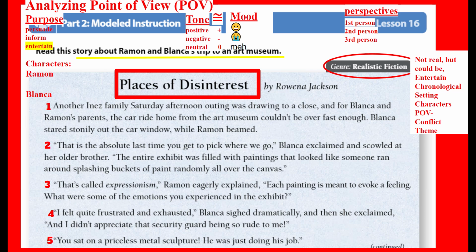And we know that this is continued. So that is our passage, Places of Disinterest by Rowena Jackson.